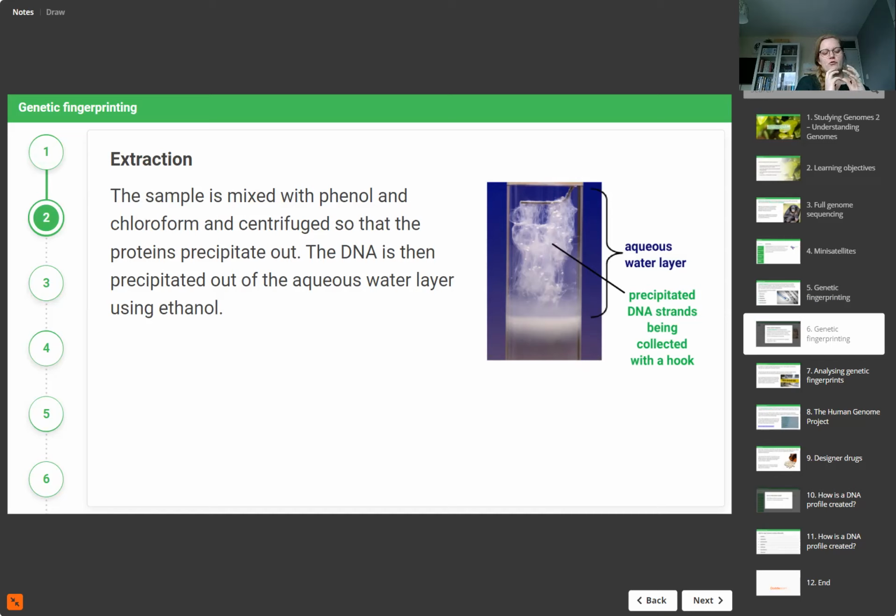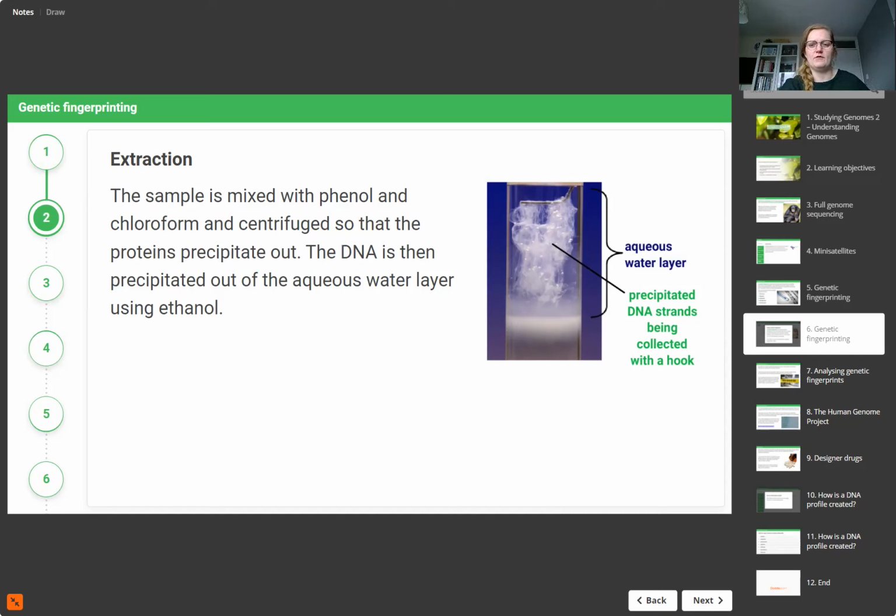So we use primers to bind at either side of these repeats, and so the whole repeat is amplified. So what we do is we extract. We get the sample and mix it with phenol and chloroform, and we centrifuge it. Centrifugation, if you can remember, is where we pop it into a machine, a centrifuge, and it gets spun at a really high speed and it mixes it. And that mixing actually causes separation, and the proteins precipitate out.